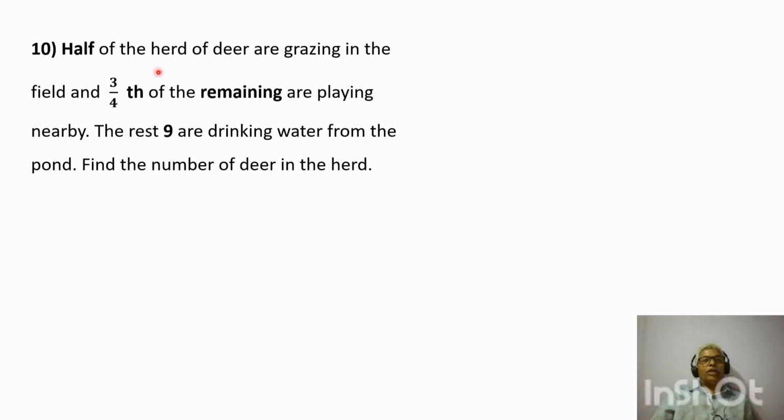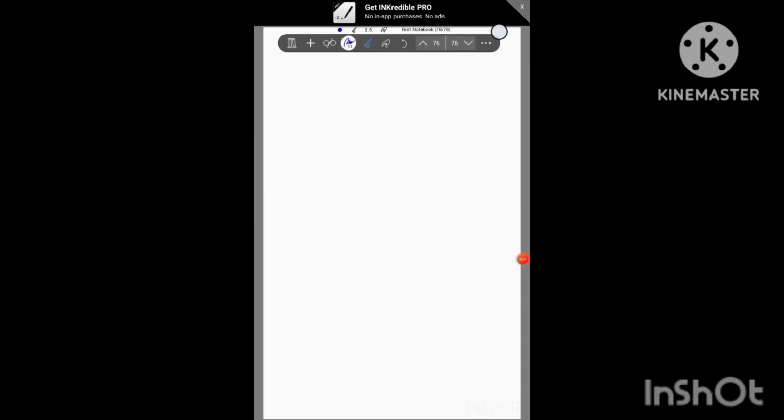Half of the herd of deer are grazing in the field and three-fourths of the remaining, remember remaining, are playing nearby. The rest nine are drinking water from the pond. Find the number of deer in the herd. Here we are solving another example.